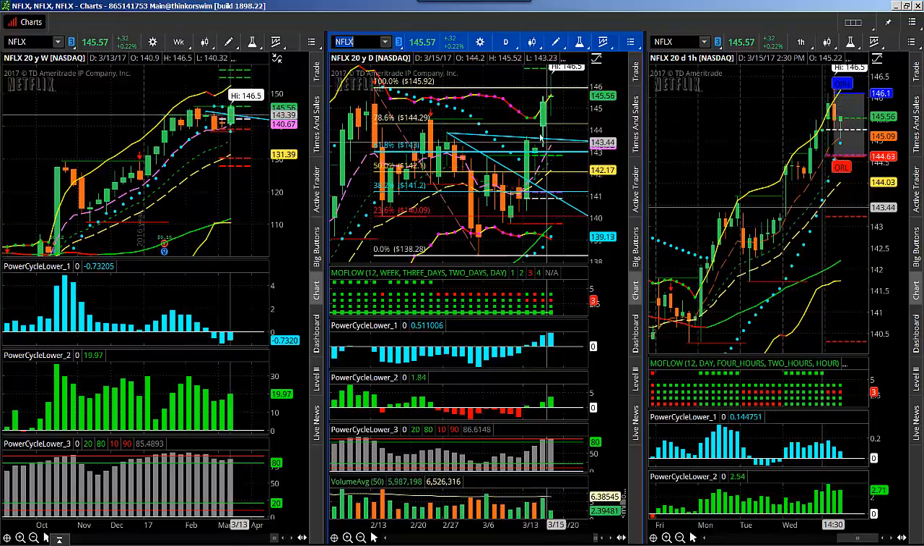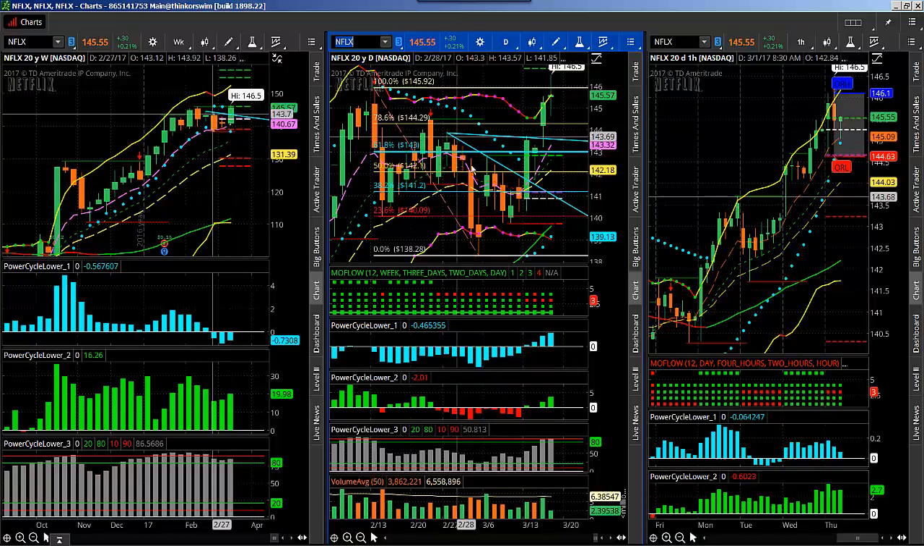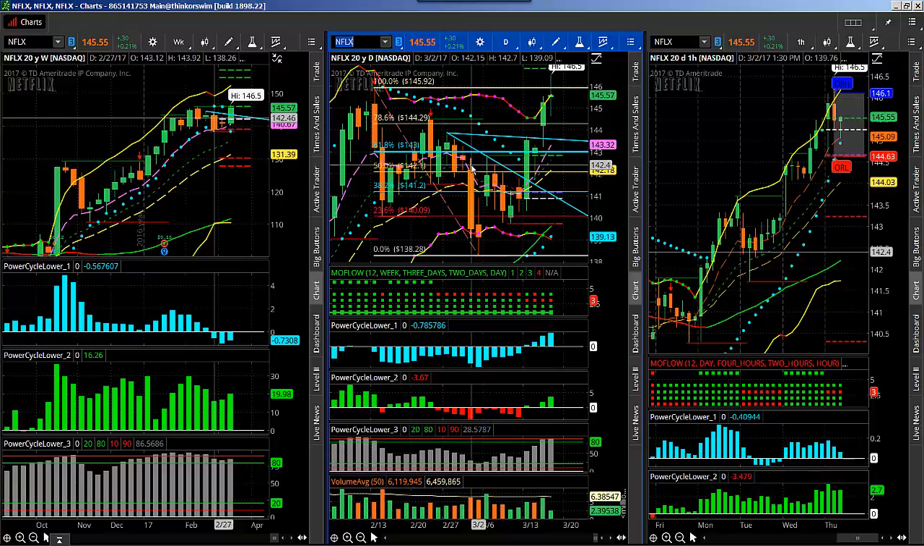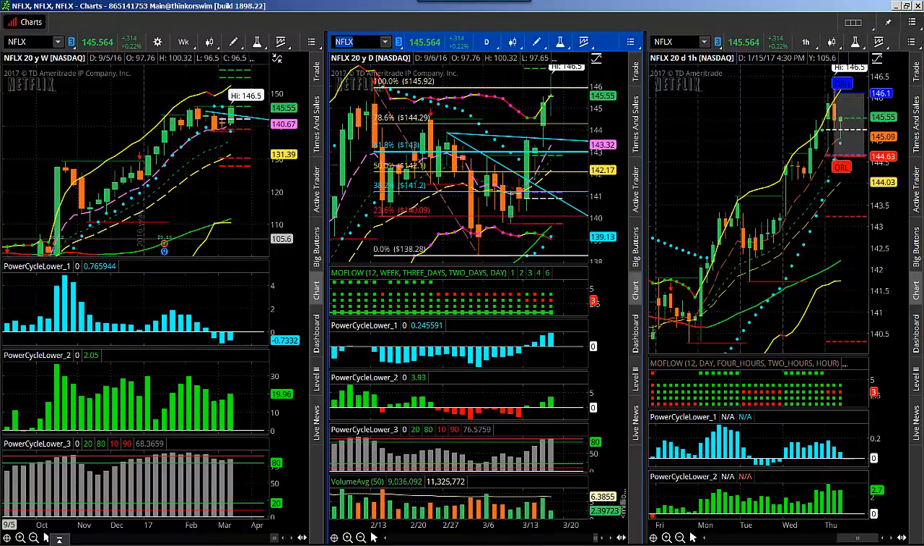So a lot of different things to do here, but again, it's a process. First step is to identify the trade setup. Second step is to look at your Fibonacci analysis and then go from there.